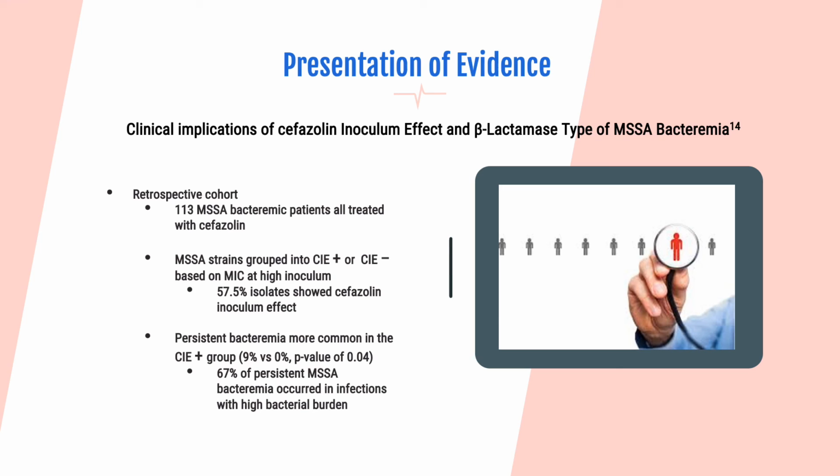Persistent bacteremia was more common in the CIE positive group, and 67% of persistent MSSA bacteremia occurred in infections with high bacterial burden. The overall treatment failure rates between the groups were not statistically different. It is important to note that only a small number of endocarditis cases were included in this study, which limits its generalizability to our patient. The authors concluded that the CIE may be associated with persistent bacteremia if cefazolin is used for MSSA bacteremia in a high burden of infection.